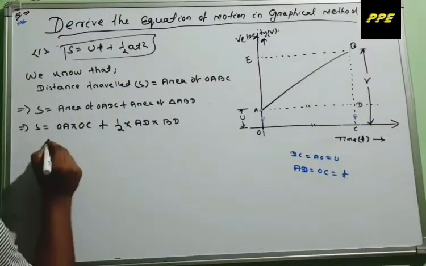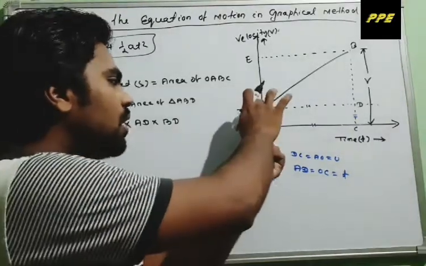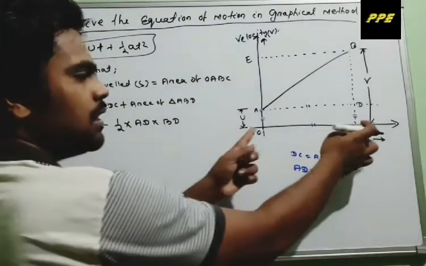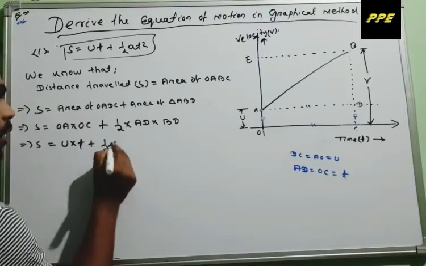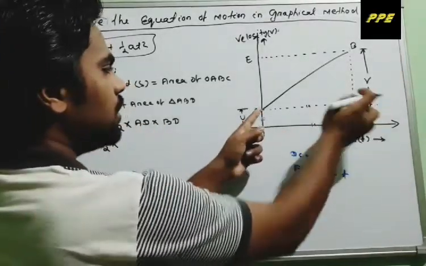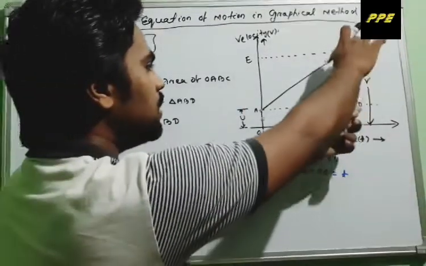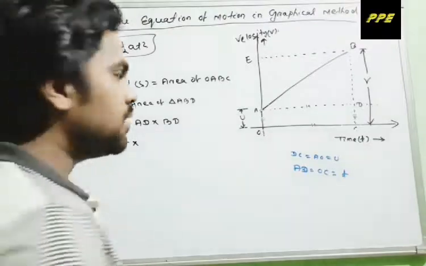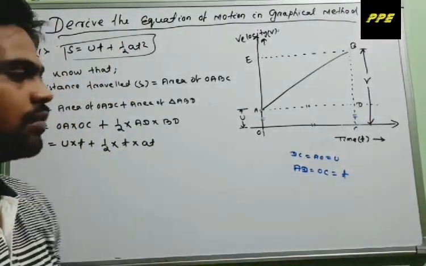So now I can put, that implies S is equal to OA. OA is equal to U, OC is equal to T, plus half into AD, which is T, into BD. BD, tell me, how much? BD is equal to AT. Clear or not?